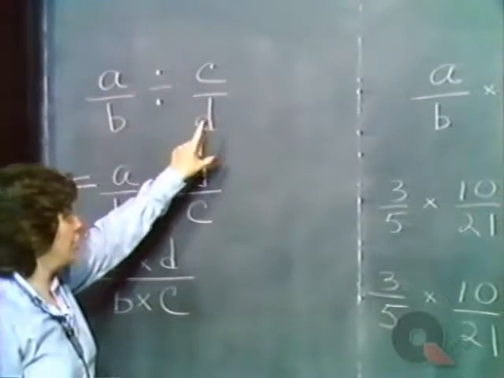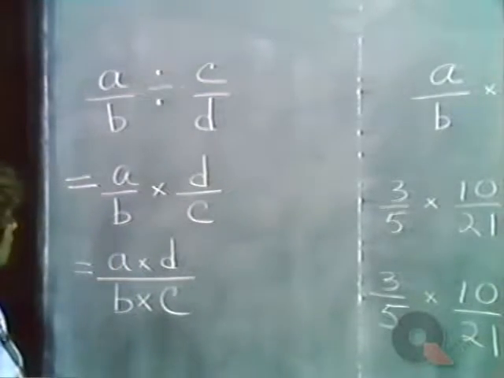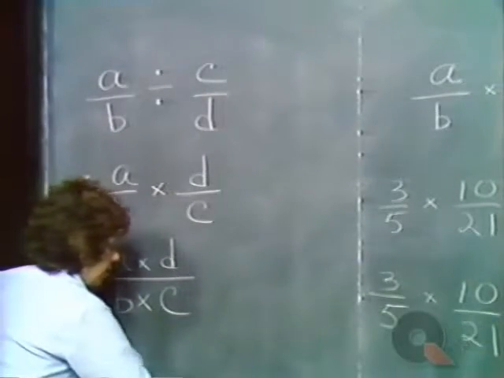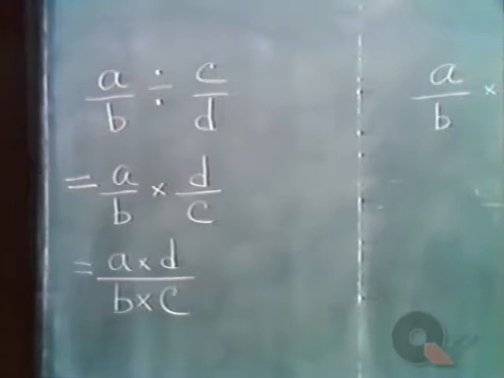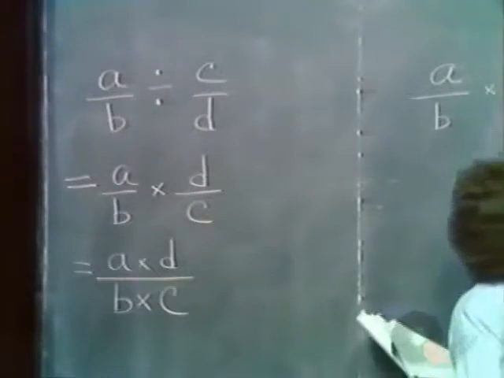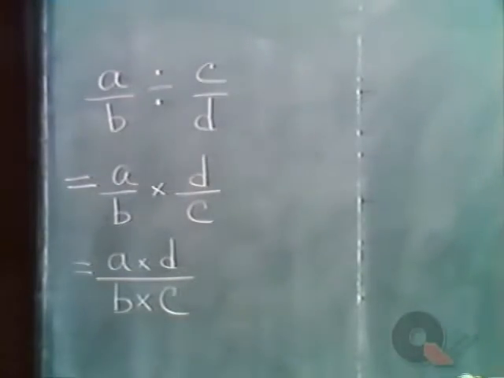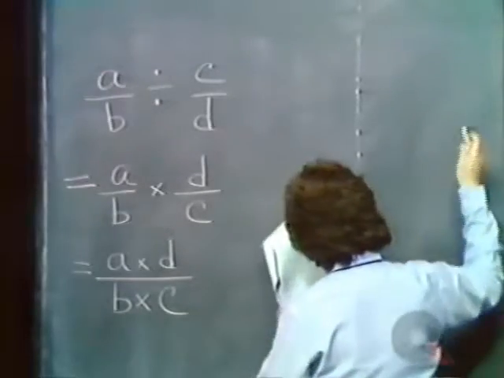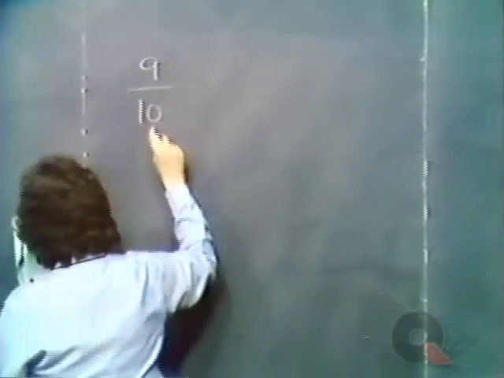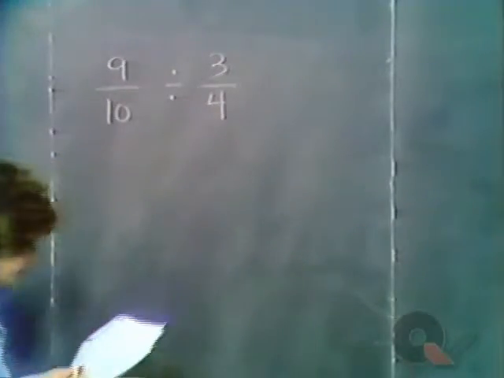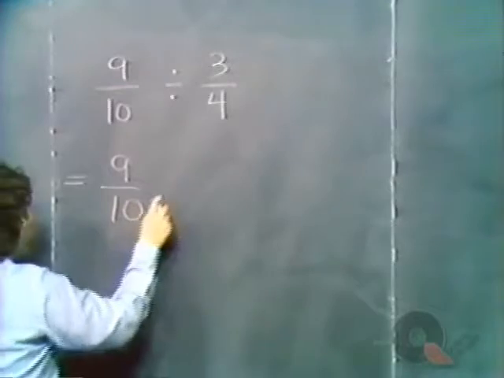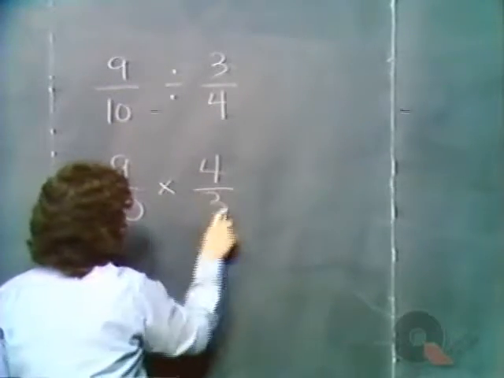You invert the second fraction, the divisor, and you multiply. A times d divided by b times c. Let's try some examples. Nine tenths divided by 3/4. Okay, the rule is to invert the second fraction and multiply.